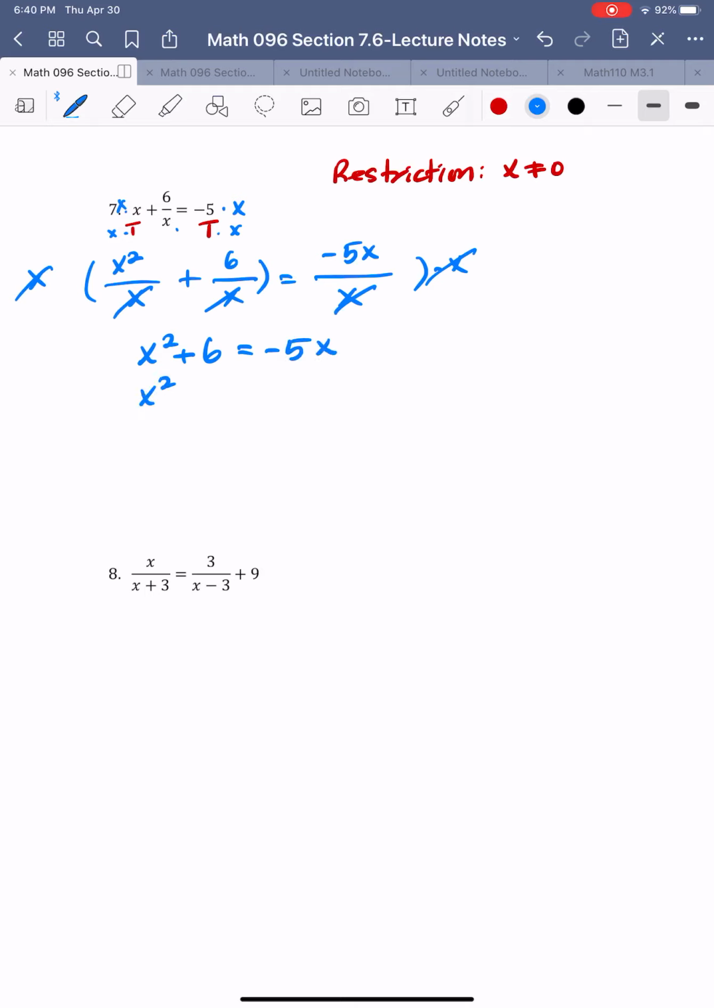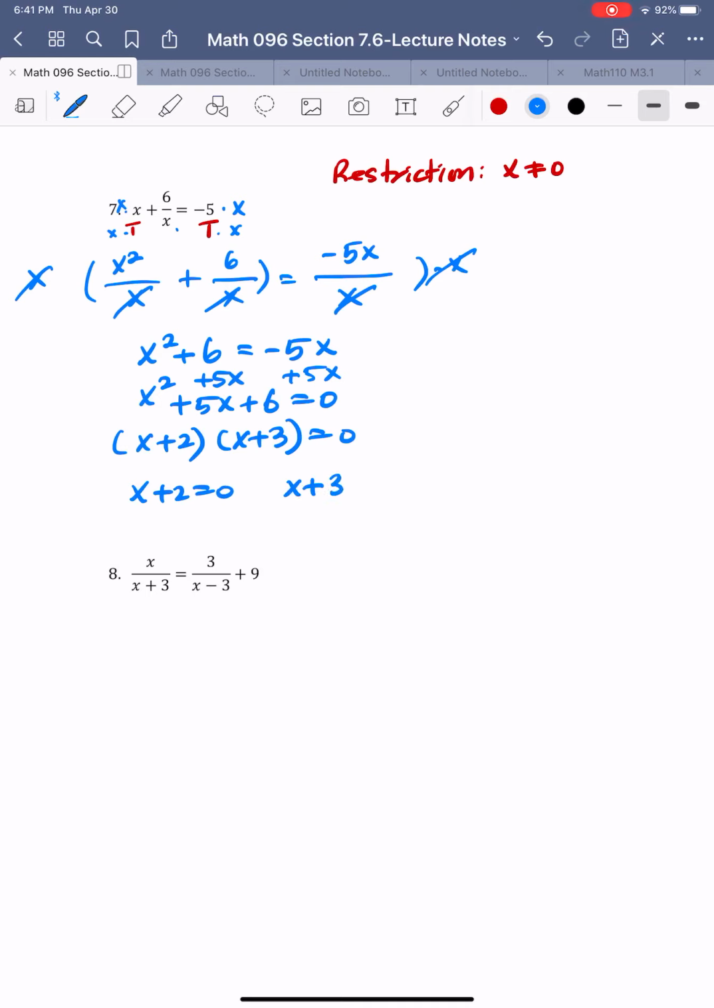Then add 5x to both sides because we're going to solve by factoring. So x squared plus 5x plus 6 equals 0, which factors as x plus 2 times x plus 3. So your solutions are x plus 2 equals 0 and x plus 3 equals 0. One solution is negative 2, and the other is negative 3. This is not a restriction case, so you're okay.